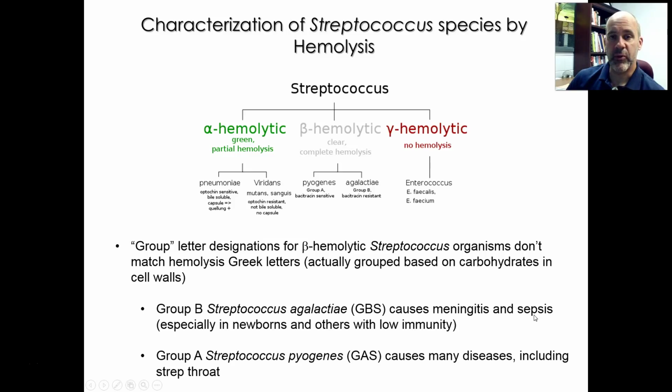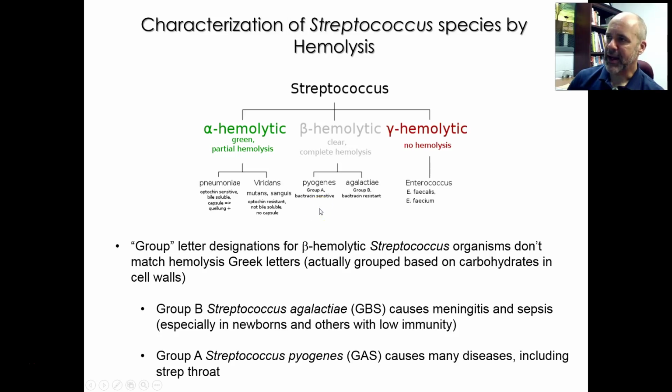Sometimes there's concern with newborns. If the mother is found to have Streptococcus agalactiae living along her vaginal lining, they have to take precautions with the newborn right after birth to make sure they don't develop an infection with those bacteria. Your group A strep over here, Streptococcus pyogenes, that's the organism responsible for good old-fashioned strep throat.